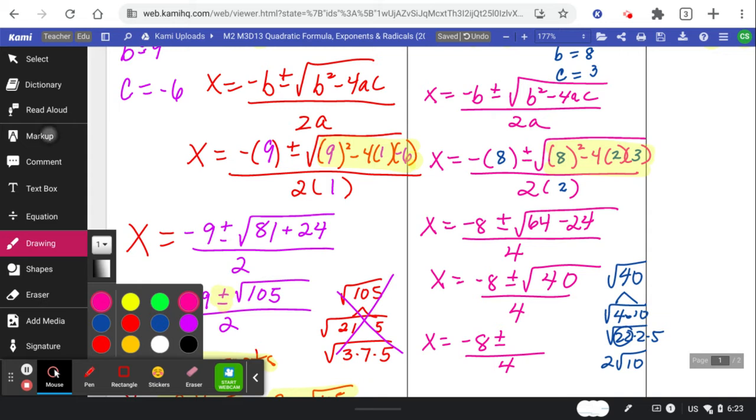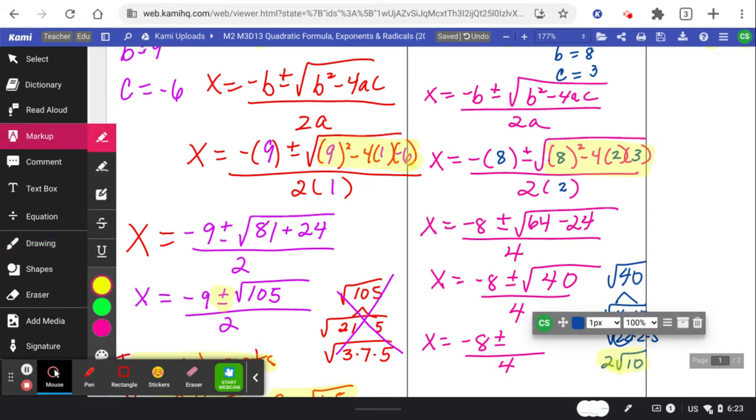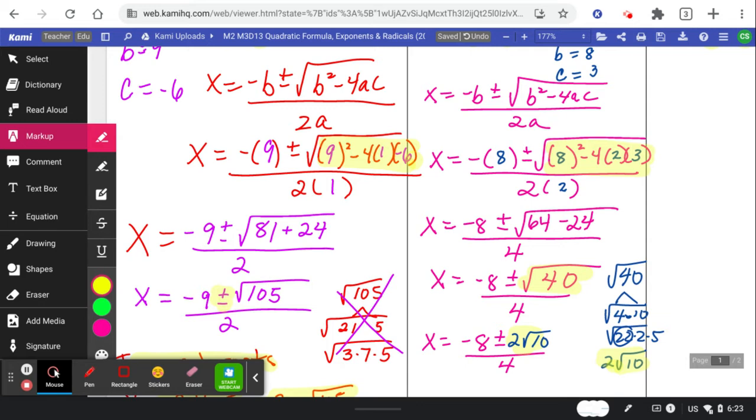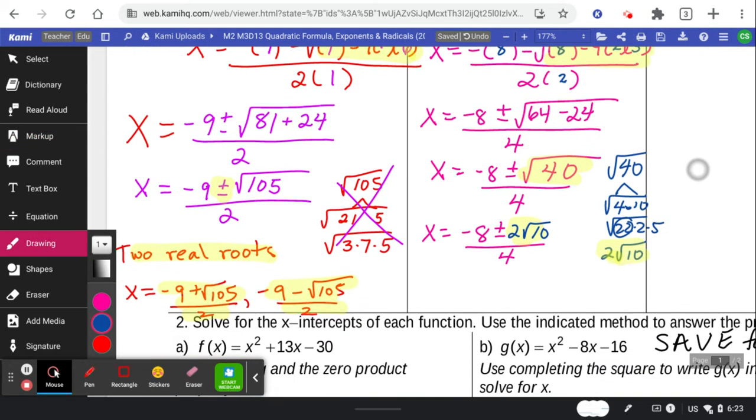So this right here gets plugged in right here for the root 40. So 2 root 10. Now we ask ourselves, can we go further? Why, yes, we can. Did you do the whole thing? Did you get that 8 can be divided by 4? And 2 root 10 can be simplified with that 4 as well. So final answer is negative 2 plus or minus root 10 over 2.